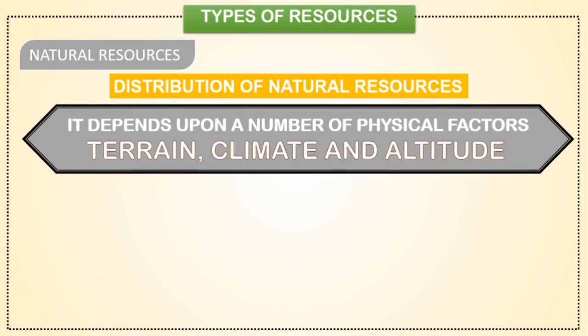So it depends upon a number of physical factors, that is terrain, climate and altitude, okay? So what is terrain? Terrain is a French word; terrain means ground, maidan. Fine. So terrain means ground. Climate, we know, right? Climate is just a further definition of weather, fine. And altitude is the height, okay? So see here, terrain, climate and altitude are the physical factors on which the distribution or the use of natural resources depends. Clear? Okay, so these are the important physical factors, fine.